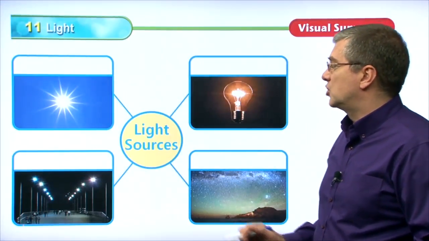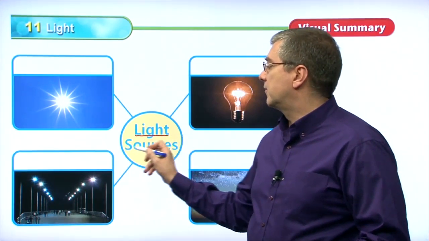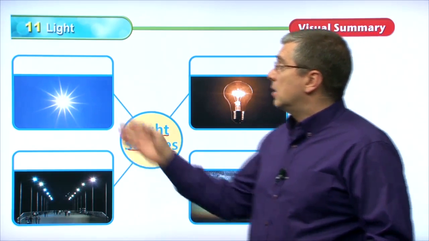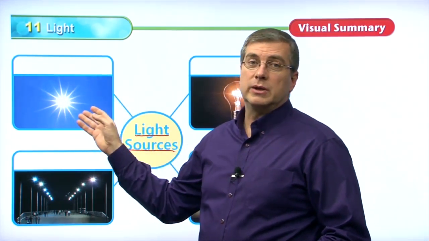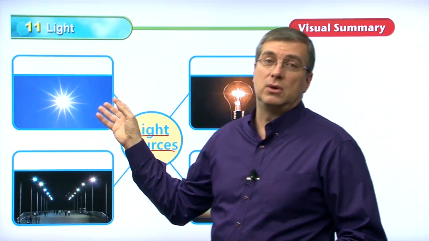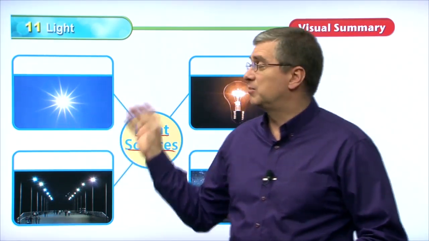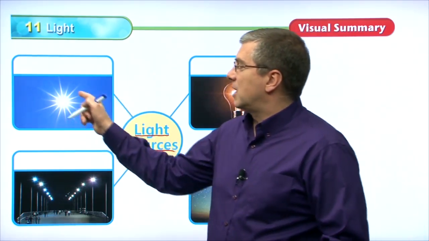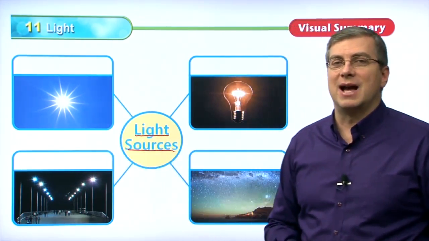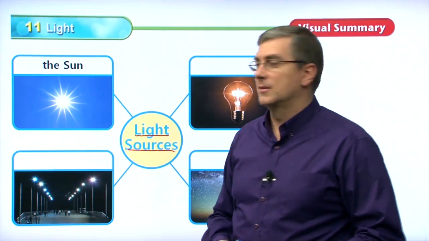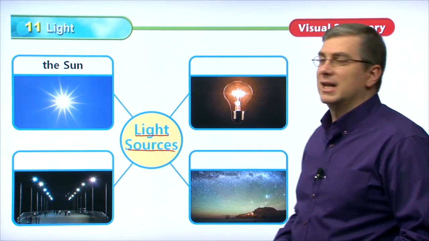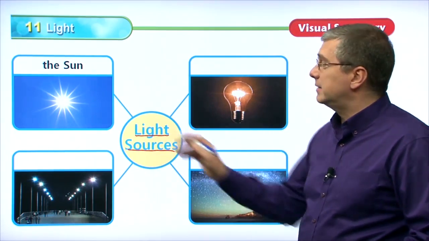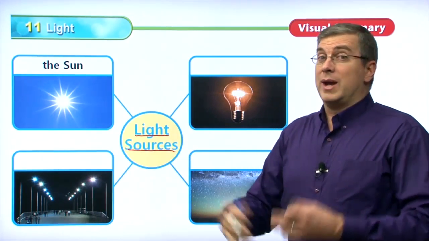Okay, now we've come to our chart. Our chart is showing us different light sources. What are some different light sources? Here we have a very common light source, perhaps the most powerful light source we know of that's been around for a very, very, very long time. What do we call this object that gives us light during the daytime? We call it the sun. Okay, so that is the object that gives us light during the day. It's called the sun. At night, when the sun goes down, we have no more light.